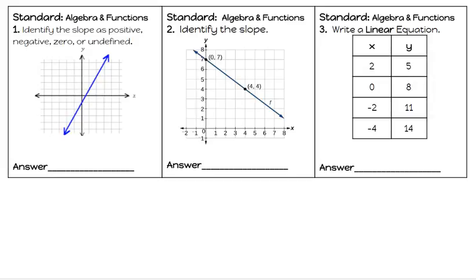And now for today's warm-up. Number 1, identify the slope as positive, negative, 0, or undefined. The slope is the rate of change. So the blue line is actually changing from left to right. It is increasing. So this would be a positive slope.